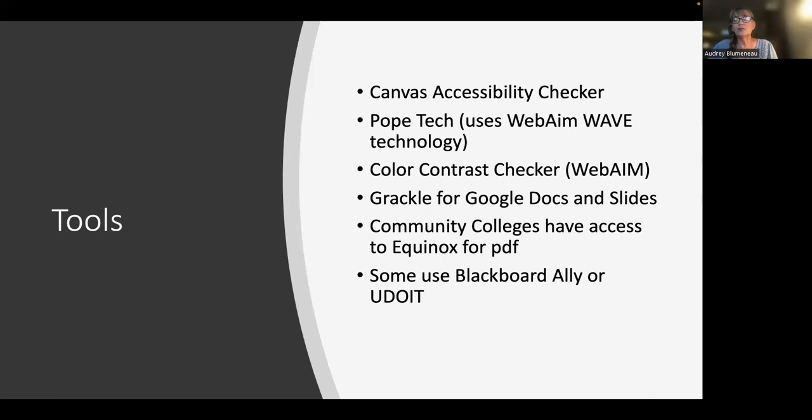UDoIt is another tool that was created out of the University of Florida, and it's free. It's an open source tool that many of the community colleges also use as a form to check for accessibility.